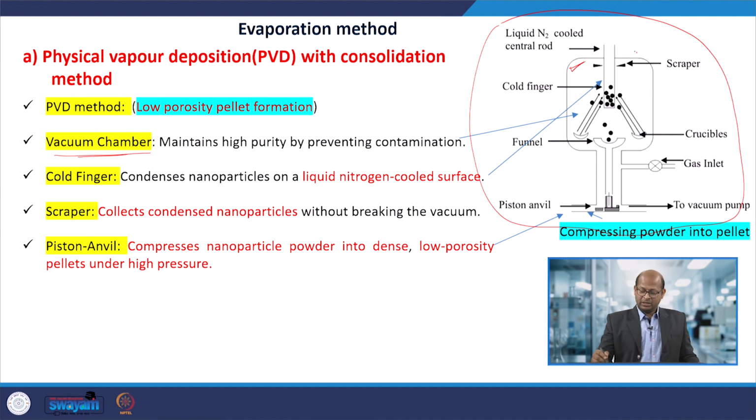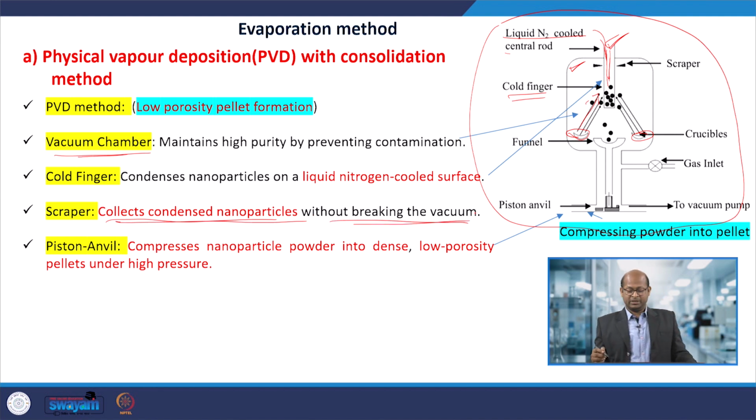This is the cold finger, where we can pass liquid nitrogen. This is the point where the substrate will be deposited, so low temperature is maintained by the liquid nitrogen. Here is the crucible where our material sits; high temperature is maintained in this crucible and the target material is evaporated out under vacuum conditions. Then it is deposited on the cold surface, the cold finger, and we collect the condensed nanoparticles without breaking the vacuum.